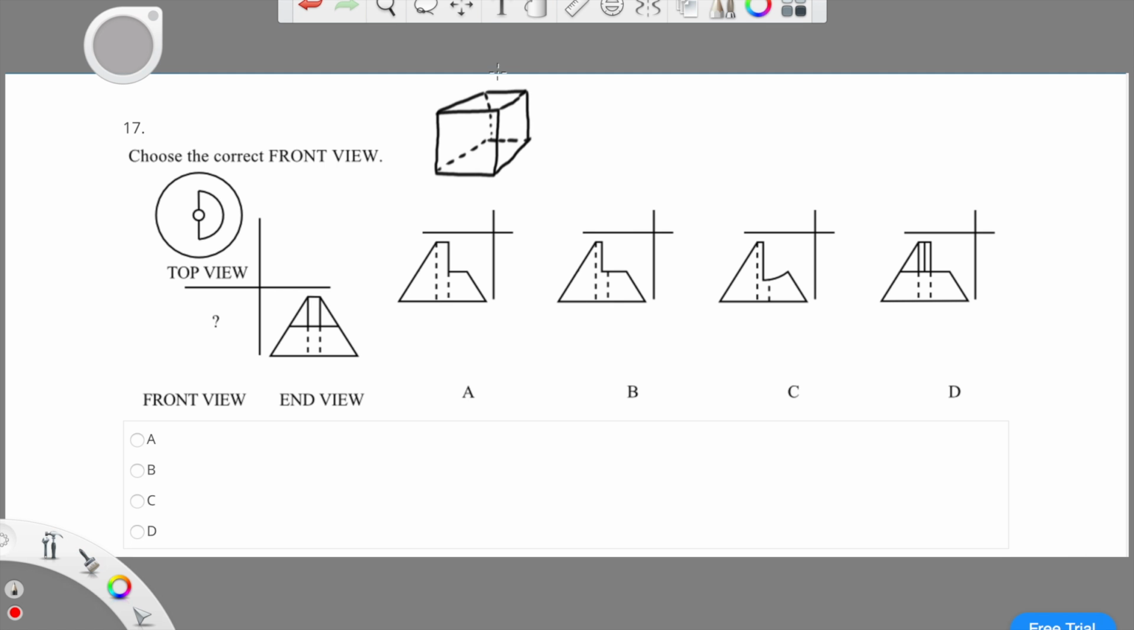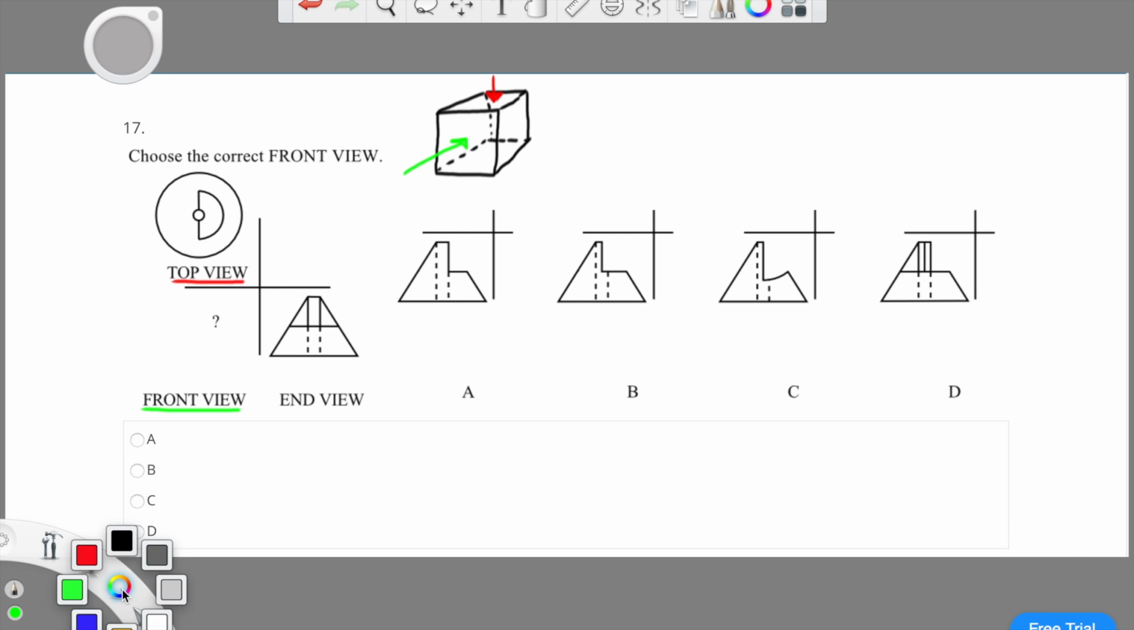Okay, to recap what top front end view is, I'm going to color coordinate what we're looking at. So in red is the top view. On this object, we're looking down on the object. Green is going to be the front view. And in this question, we are looking for what the front view is.